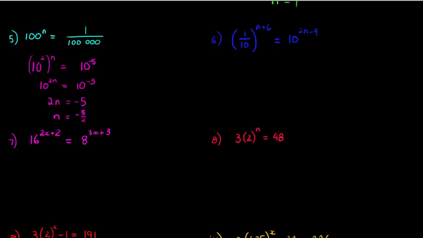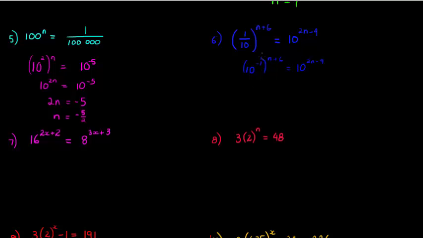Okay, let's look at this one. This one looks slightly more difficult, but actually it's very easy. Again, I see my bases are not the same. This is a 1 over 10 base, and this is a 10 base. But to get this a 10 base, I can only make it 10 to the power of negative 1. Remember, when I divide, my exponent gets a negative. So this is n plus 6 is equal to 10 to n minus 4.